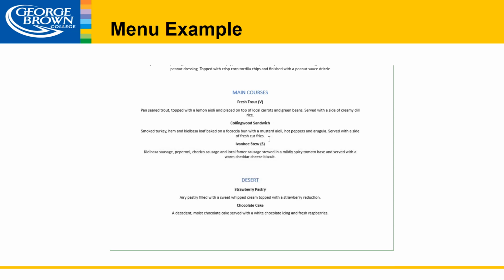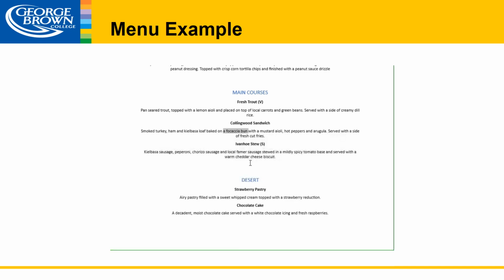Next is my Collingwood sandwich, which is a smoked turkey, ham, and kielbasa loaf baked on a focaccia bun with a mustard aioli, hot peppers, and arugula, served with a side of fresh cut fries. Again, quality descriptors: fresh cut. Method of cooking: it's a baked sandwich. Descriptors as to what the bun is made of: it's a focaccia bun. And yeah.